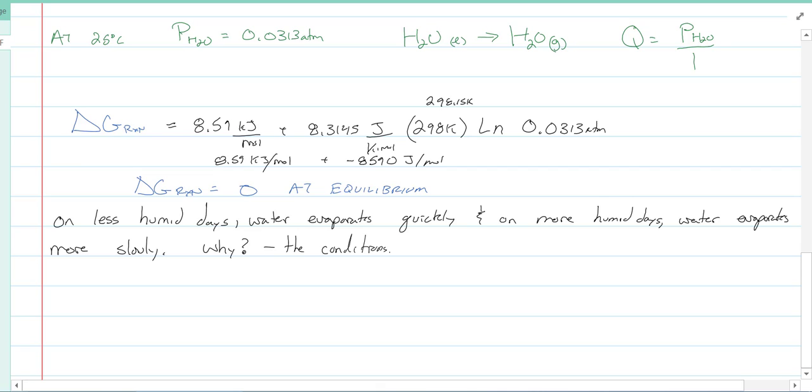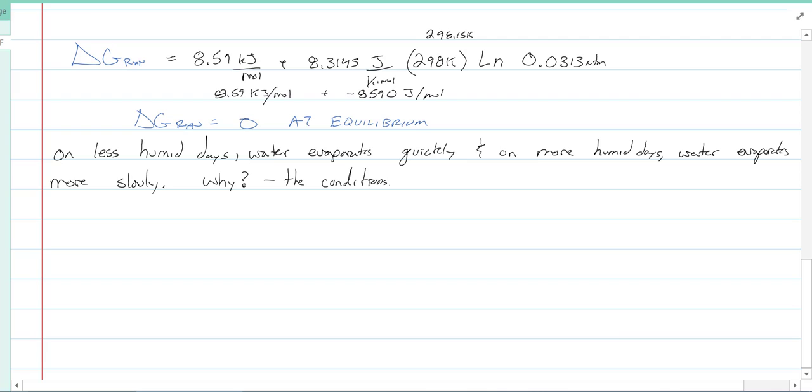So the conditions can determine if water evaporates or not. Where I live, a lot of times in the summertime, it's humid, especially in the morning or at night, and running, your sweat does not evaporate at all. Because it's going to be hot out, like upper 80s, very humid, your sweat doesn't evaporate. When it's cold out, dry, sweat evaporates a lot faster, even though it's cooler, because the pressure in the atmosphere is so much less.